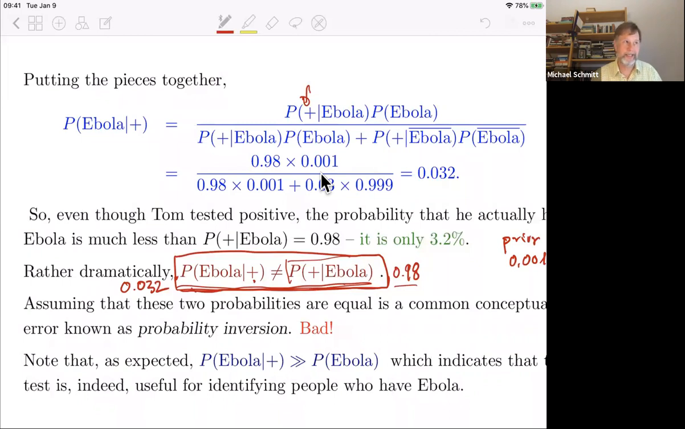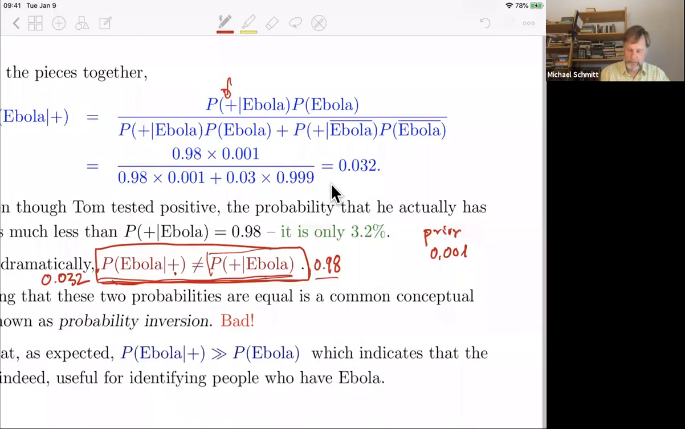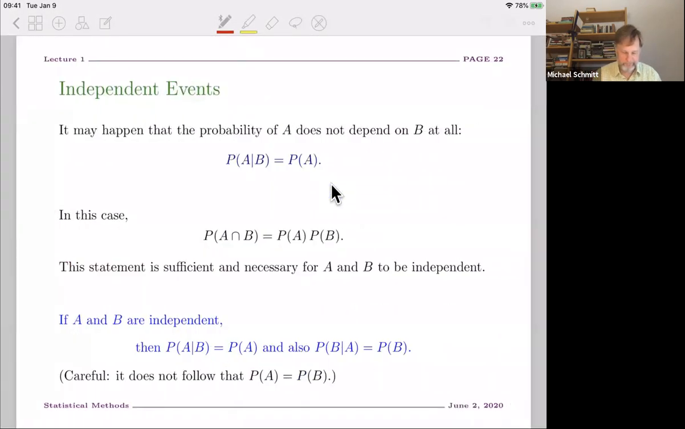Now, of course, it could turn out that the test is negative, and that would seem to confirm that he actually doesn't have Ebola. All right, so let me move along.